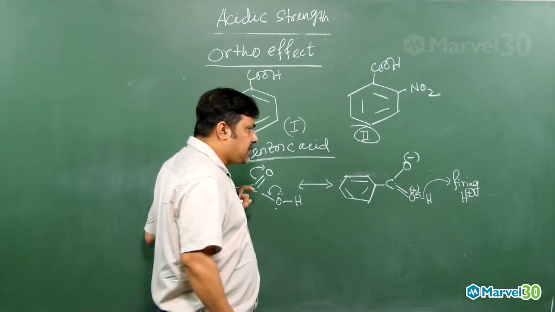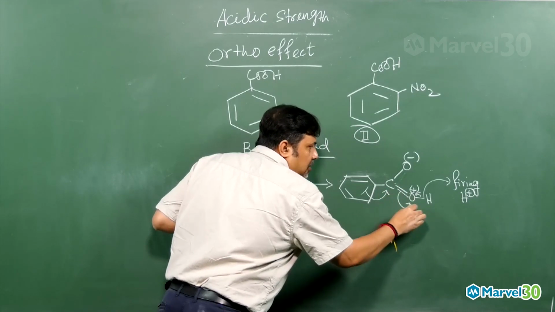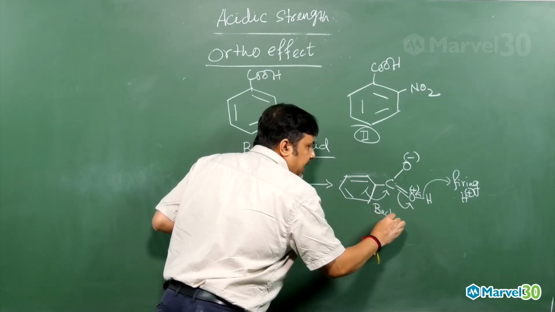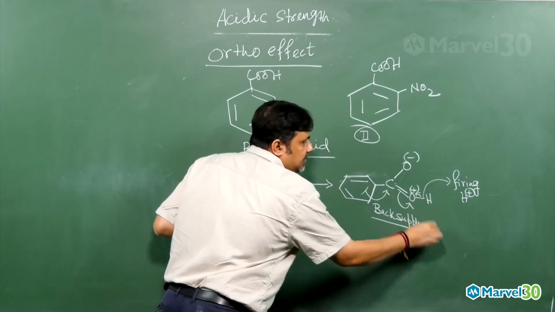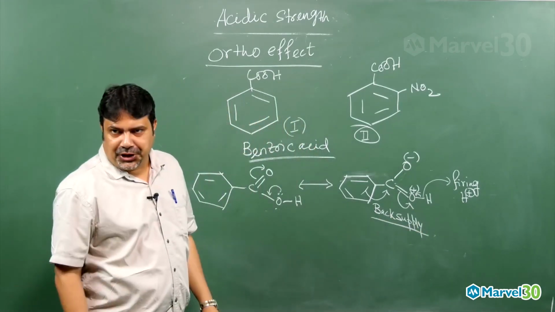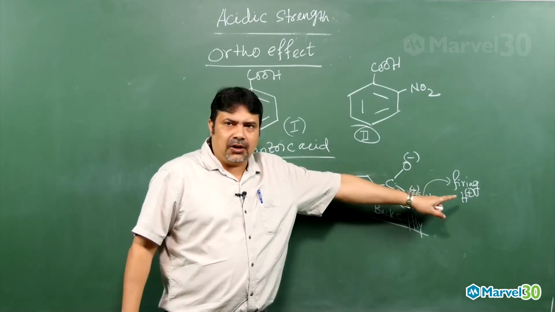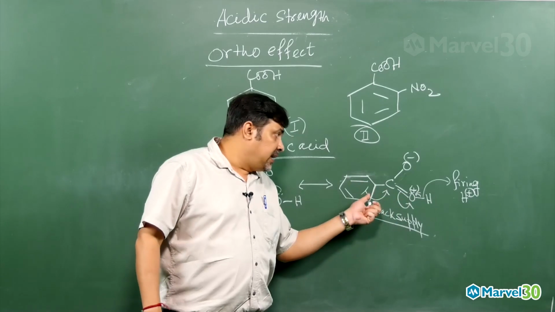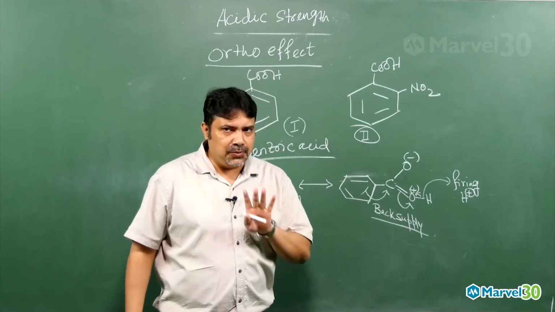Another possibility is that this benzene ring can back supply to this oxygen atom. So that means there are two possibilities to get the neutrality of the oxygen atom. One is the firing of H plus, another one is getting the back supply of electron from the benzene ring. These are the two possibilities.